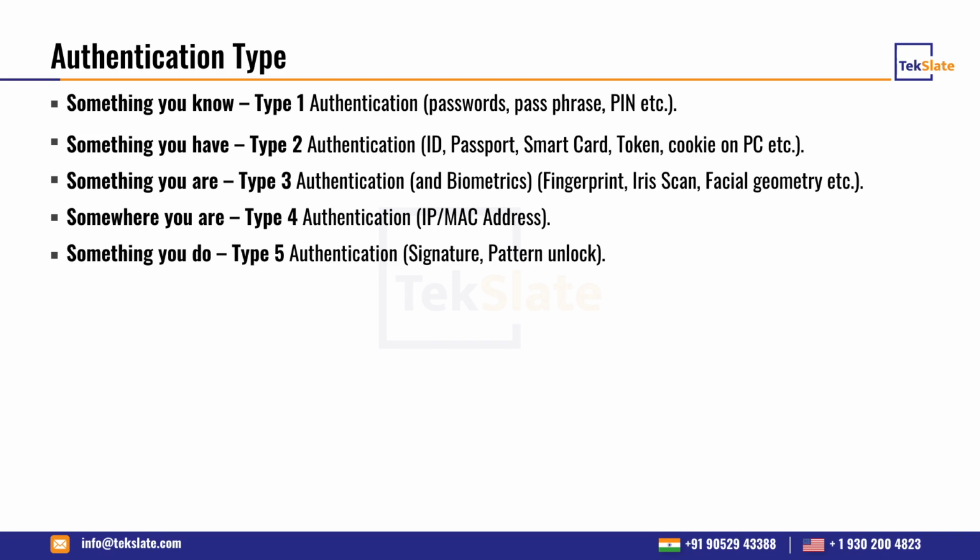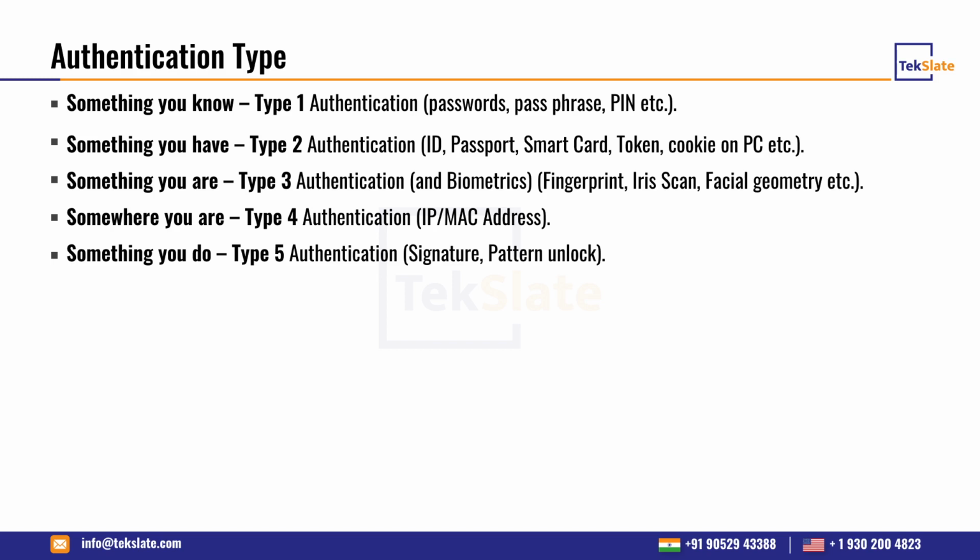Something you are is type 3, right? Something you are is the physical characteristics of your body, like fingerprint, iris scan, and facial geometry. These come into something you are, type 3, biometrics, all the biometrics like fingerprint or any physical scan you do, right?